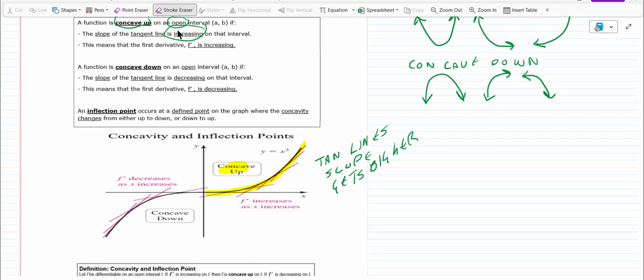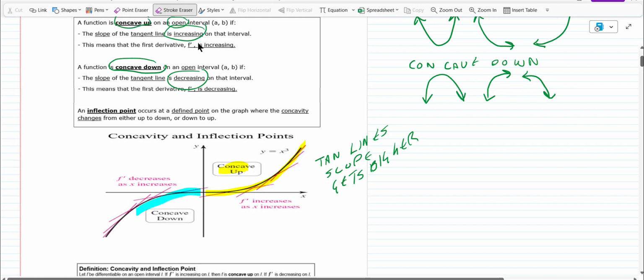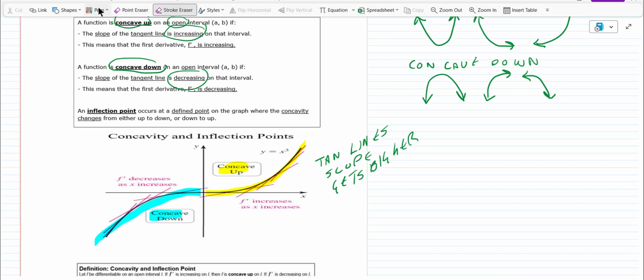If you're concave down, that tells you the slope of the tangent line is decreasing. If I highlight this in blue here, what's happening is the tangent lines are getting smaller. You have a real steep tangent line right there, and then over here that tangent line doesn't have as much steepness. So if you're concave down, the tangent lines get smaller. When you're concave up, the tangent lines get bigger. Does that make sense visually to you?